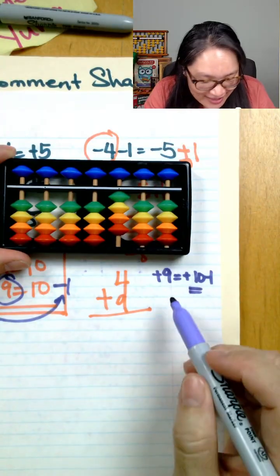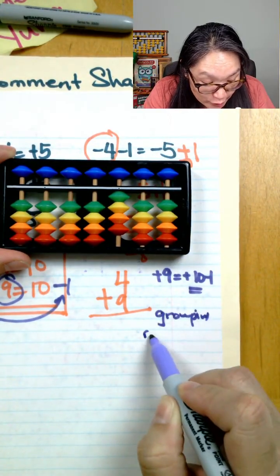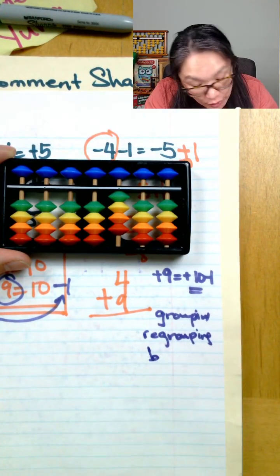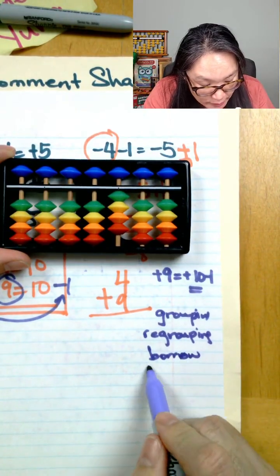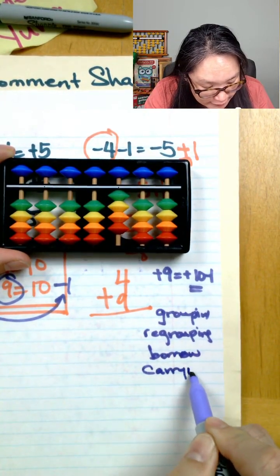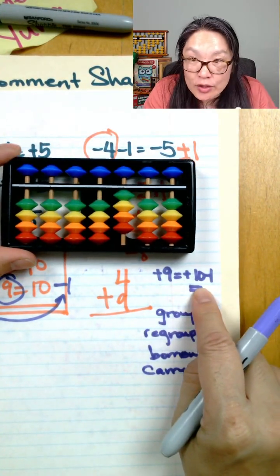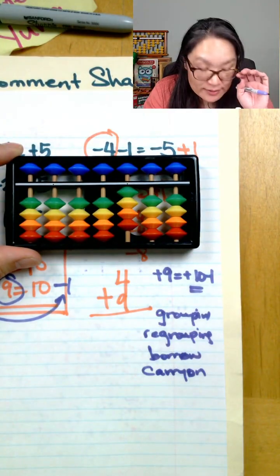another terminology, it could be called grouping. It could be called regrouping. It can be called borrowing, if we go backwards, if we go subtraction, or it can be called carry on. What does this mean in Abacus? The only thing that this means is we're going to the next column. That is all it is.